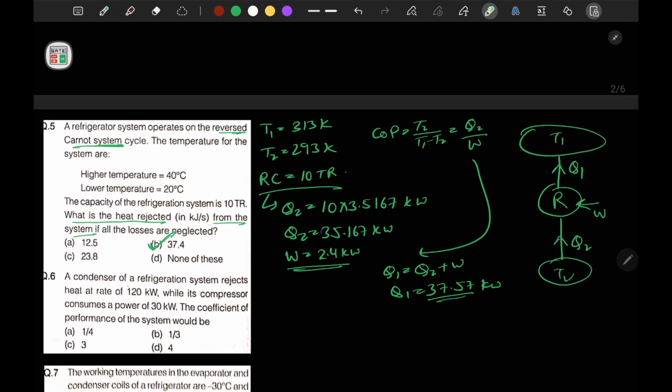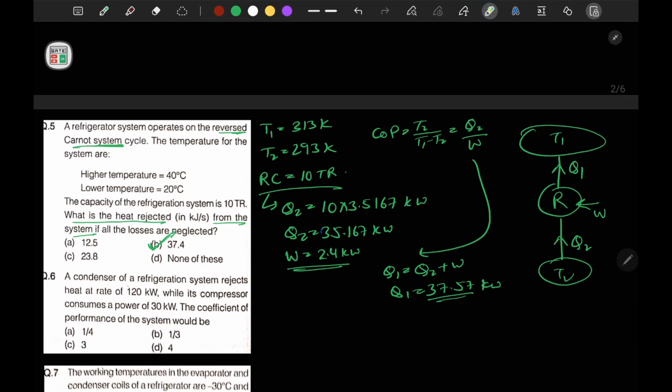Refrigeration capacity we can convert into rate of heat. So this Q2 can be calculated using RC. So RC is equal to Q2 is equal to RC into 3.5167, because this is in TR. Okay, we have converted into kilowatt. This turns out to be 35.167 kilowatt.